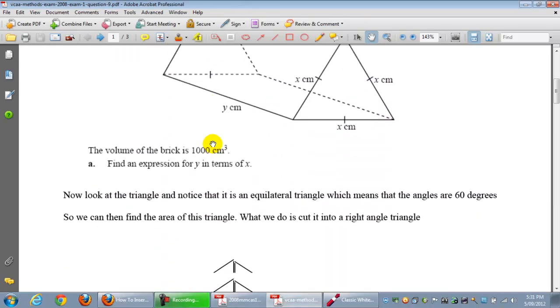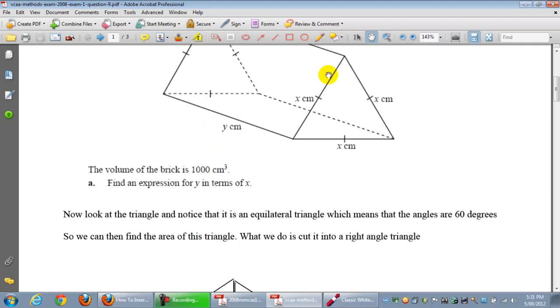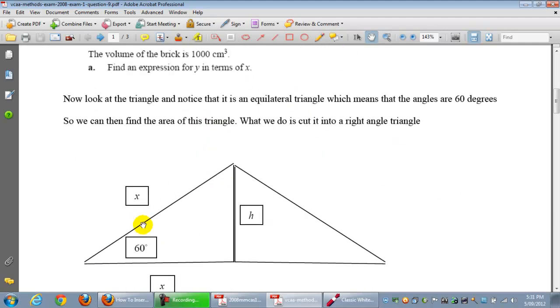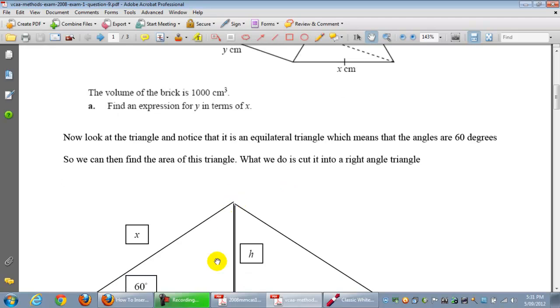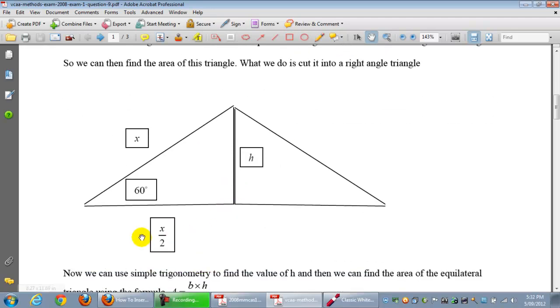So what do I notice? Well, I notice this is an equilateral triangle, so I've sketched that out. There it is. Now that means that angle there is 60. And if you split it in half, that's 30, 30, and then 60. It's not really drawn out very well, but I think you get the idea. That side there is that side there. There's the height. And because it's cut in half, that distance from there to there is x on 2.